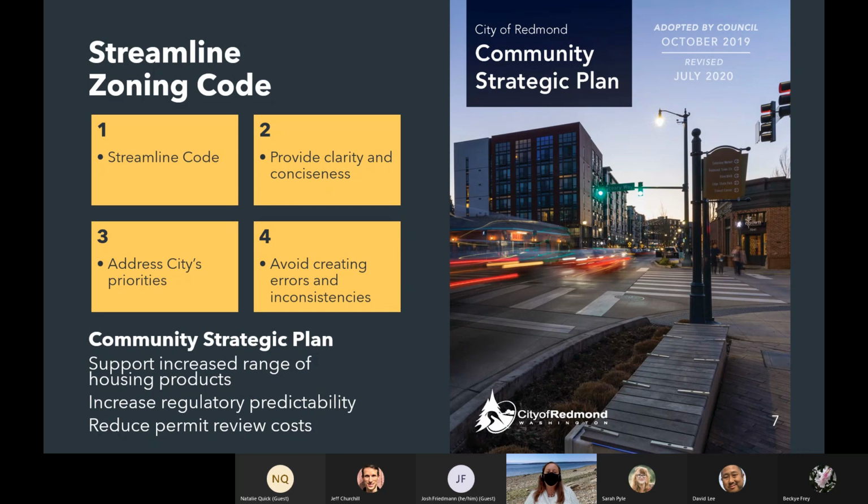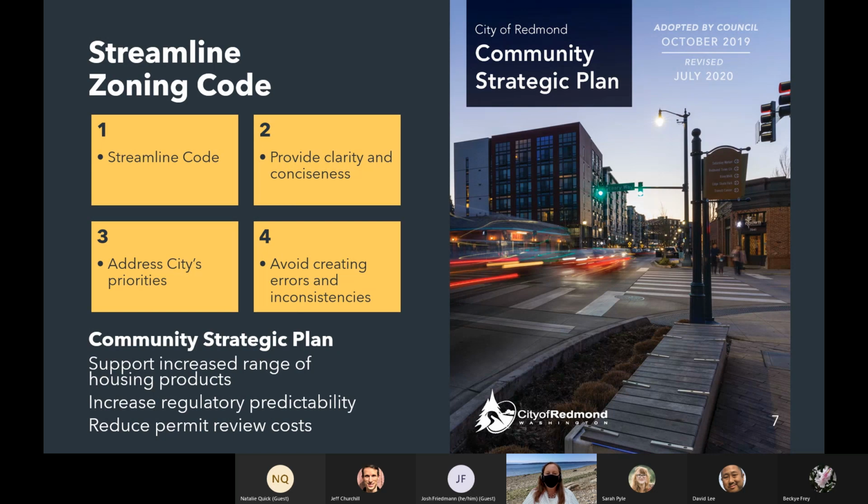The rewrite takes its direction first from the comprehensive plan. The city's development regulations must be consistent with the city's comprehensive plan in order to carry out the city's vision and its policies. But as well, we look to the community strategic plan, an annual or biennial document that allows the city to prioritize for work programs some of those aspects that need to be emphasized within a given year. They can be priorities identified by the community, but they can also be priorities identified at the state level, for example, affordable housing.